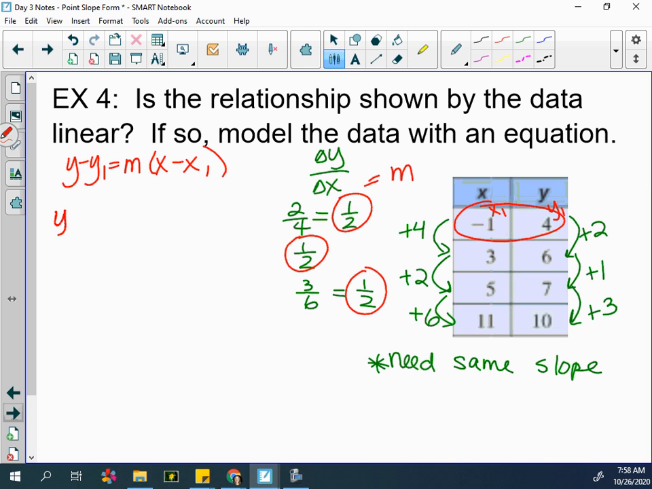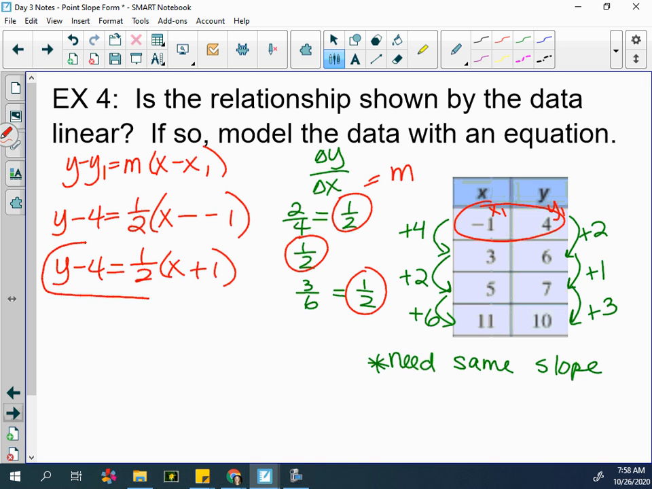So I'm doing y minus y1, which is 4, equals the m we got, which is the half, times x minus -1. Now, if you're to the point where you can look at that and know that's +1, that's fine. You can skip that first step, but make sure you don't skip it unless you're consistently doing them right every time, because it's super easy to miss a negative as you're calculating. All right, so there is my equation from the table.